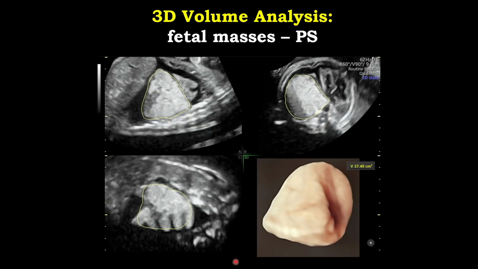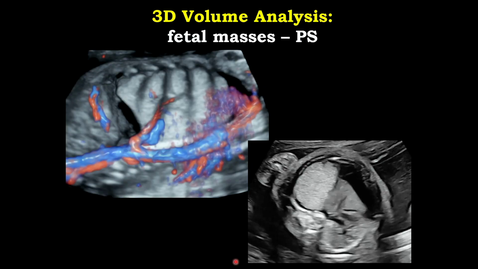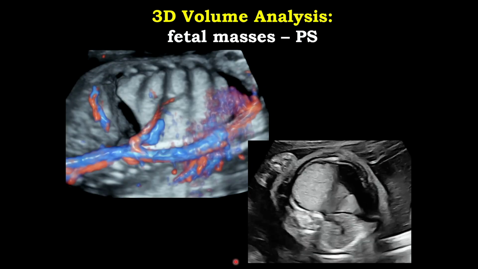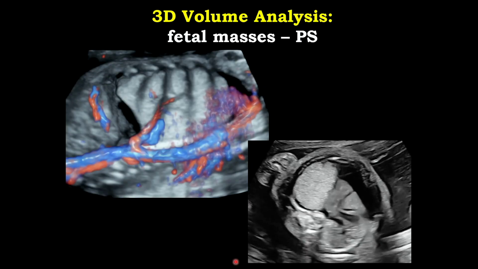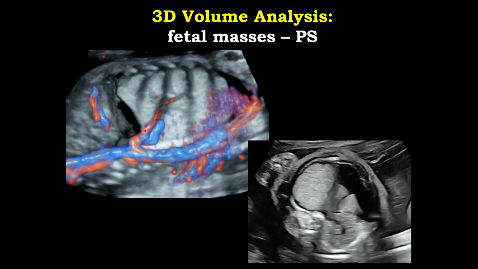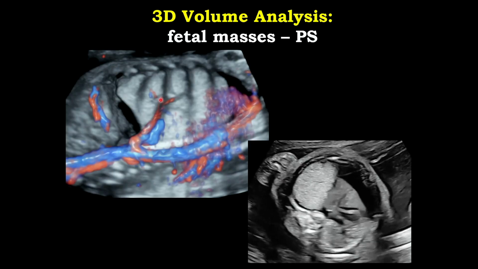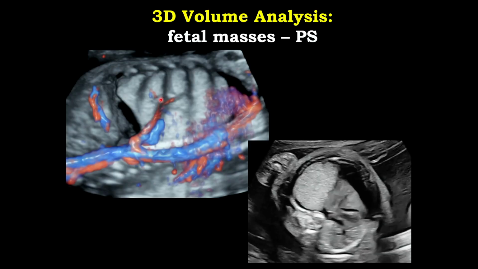So we can estimate the volume of other lung lesions, for example, like in this case, in the setting of pulmonary sequestration, and we can confirm the diagnosis that this is a sequestration by visualization of that feeding vessel that is very clearly seen on this 3D imaging.